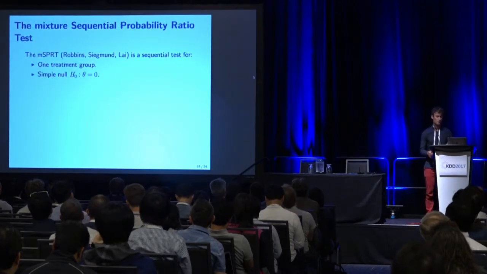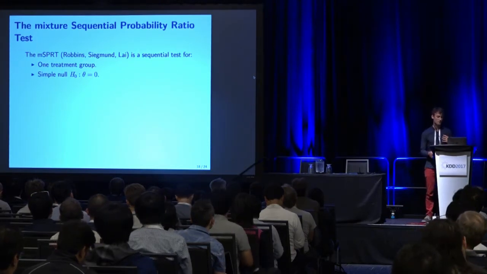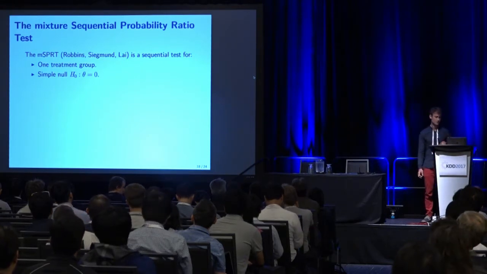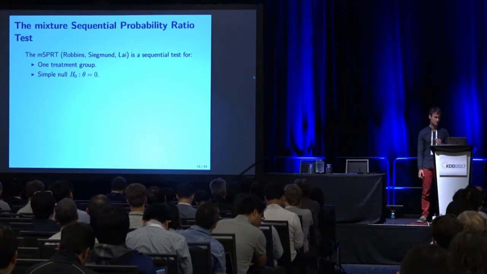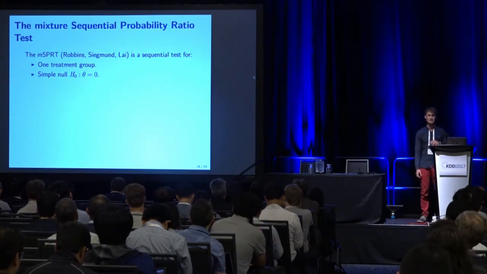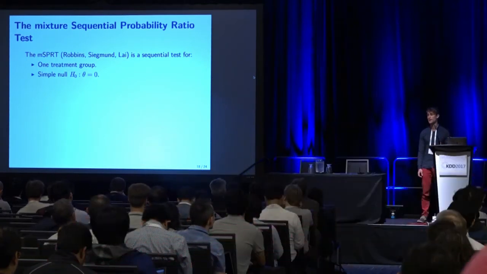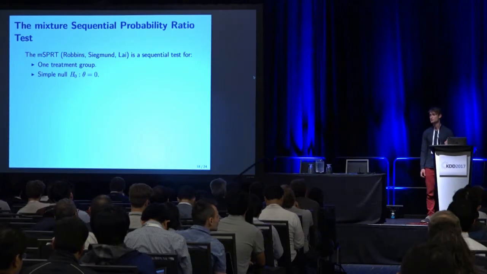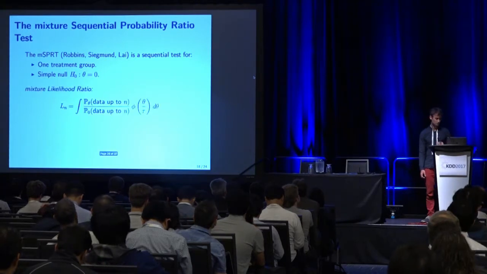So what do we do at Optimizely? Well, we use a specific sequential test, which is called the mixture sequential probability ratio test. This was developed some decades ago, for the context of a single stream of data. So they weren't thinking about A/B tests. They're thinking about one stream of IID data whose distribution depends on an unknown parameter theta, and you just want to test, is theta equal to 0?